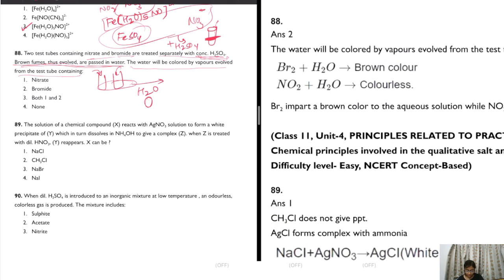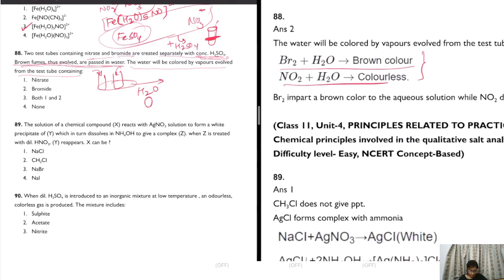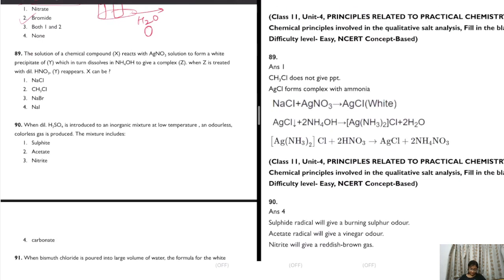Let's see the reaction now with water. So Br2 with water forms a brown color, whereas NO2 is colorless upon adding to aqueous solution. So the answer would be bromide. Now let's see the next question.